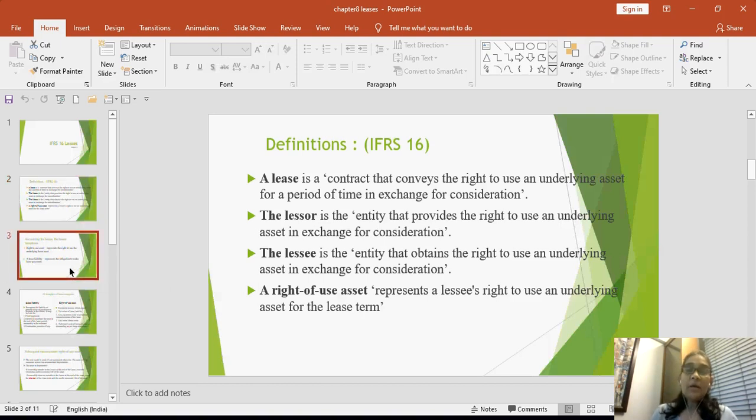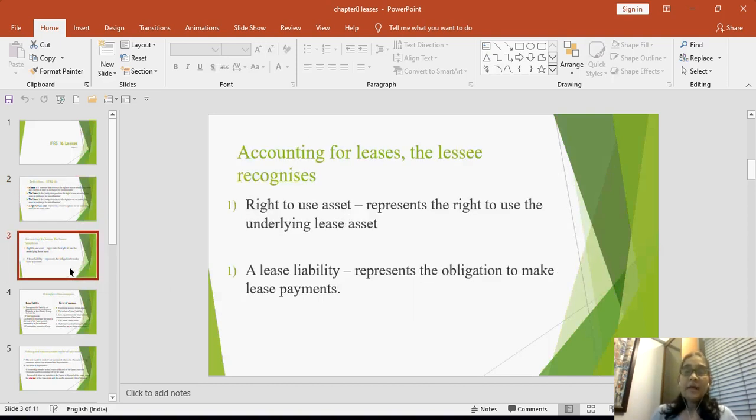Okay, so now how do you account for it? Here we are going to study the accounting treatment in the books of the lessee, that is the person who is getting the right to use the asset. Two items would be recognized. One is the right to use the asset, which would be recognized as an asset in the SOFP, and as I said earlier, this right to use an asset is in exchange for some consideration. So the consideration is payment to be made to the lessor. This is recognized as a lease liability.